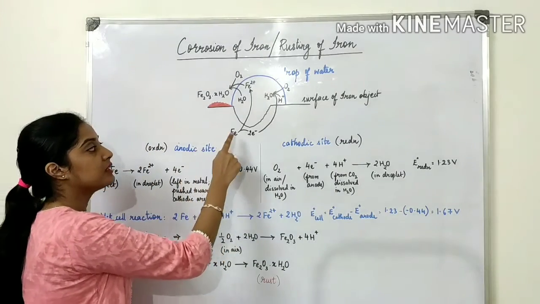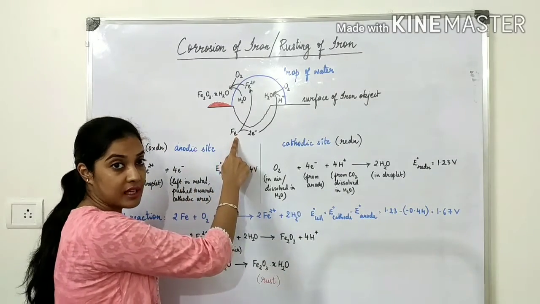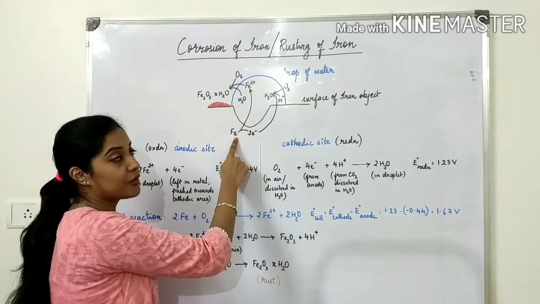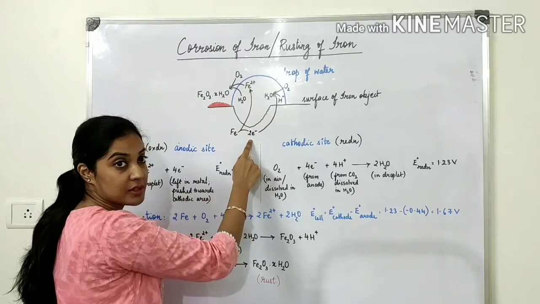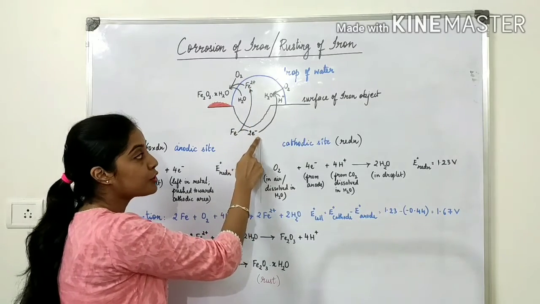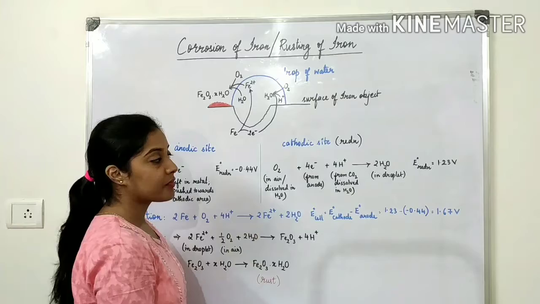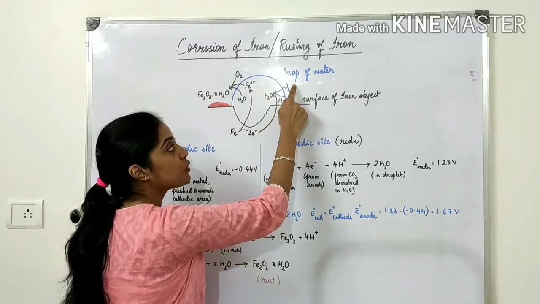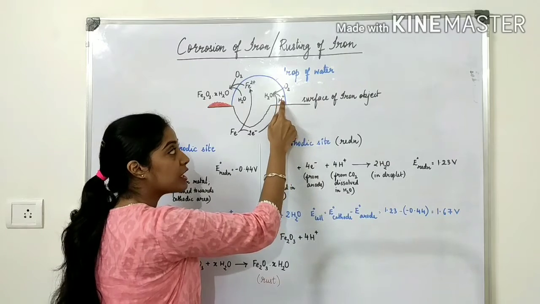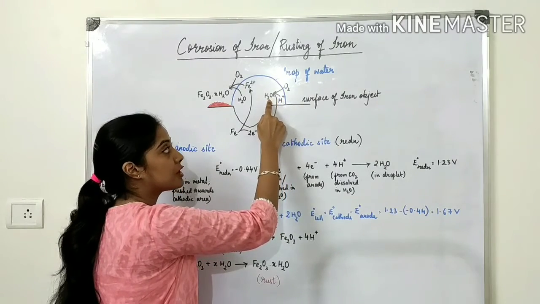At anode, the iron atoms get oxidized. Fe2+ ions formed get into solution, leaving behind the electrons in the object which are pushed towards the cathodic site. At cathode, the electrons from anode reduce oxygen in the presence of H+ ions to give water.